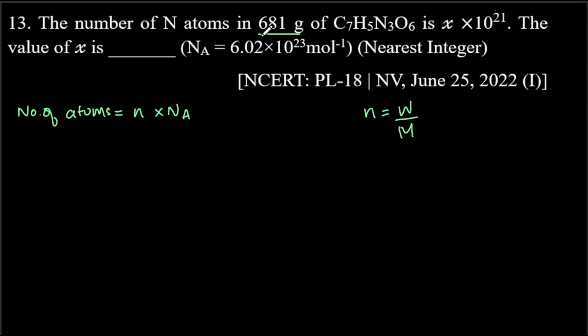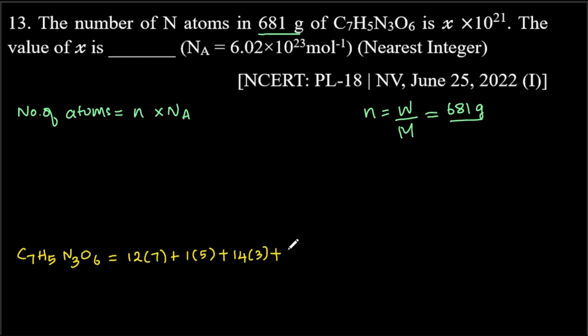So the given mass in question is 681 gram. So in numerator we have to write 681 gram. And we need to know the molar mass. So here a molecular formula is given. So let us find the molecular mass for this formula. C7H5N3O6. Mass of one carbon atom is 12, and 7 atoms are there. So 12 into 7 plus 1 into 5 plus 14 into 3 plus mass of oxygen is 16 and 6 atoms are there.